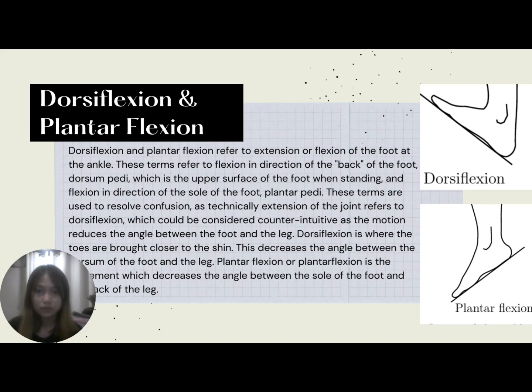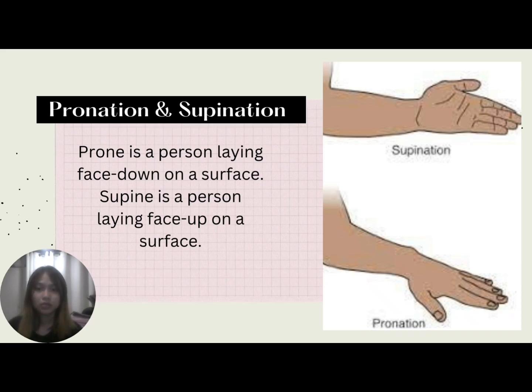Next, pronation and supination. Prone is a person lying face down on a surface, while supine is a person lying face up on a surface. But we have here the example of a hand. Supination here in the example picture is the palm facing up, and pronation is the palm facing down.